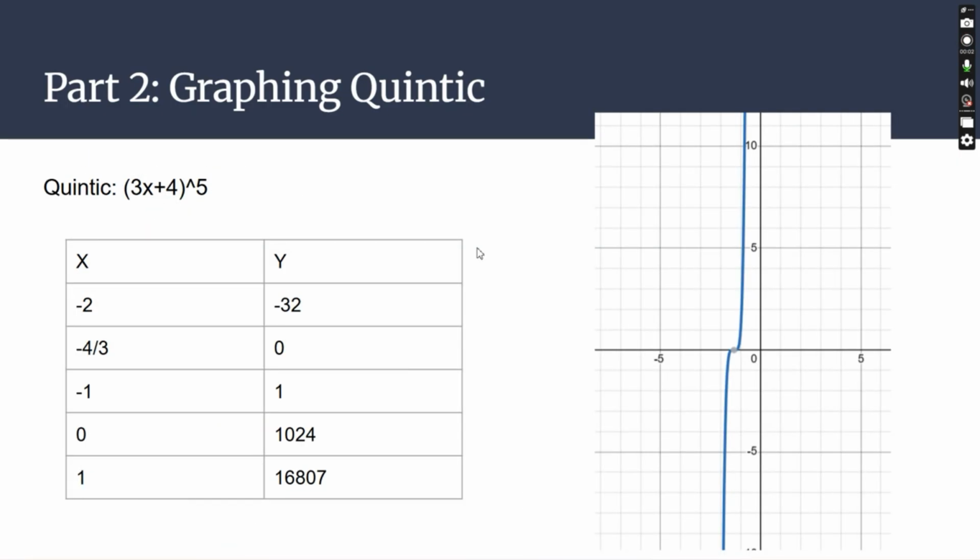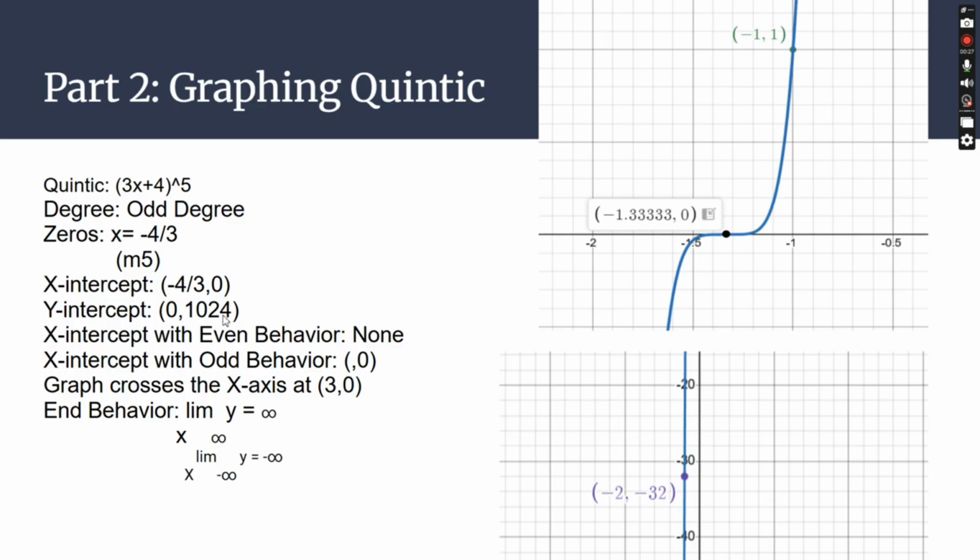The last graph in this section is the quintic, the quantity 3x plus 4 to the fifth power. This polynomial has a single real zero at x equals negative 4 over 3. Because the multiplicity is 5, which is high and odd, the graph crosses the x-axis but flattens slightly as it passes through the intercept. The y-intercept is extremely large.